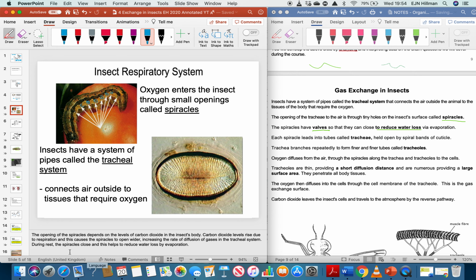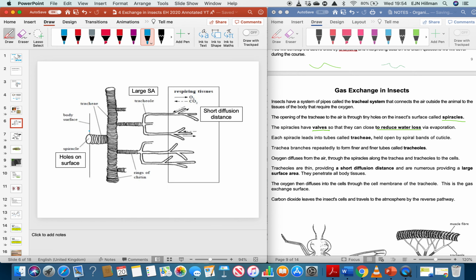And then compare that to at rest. So when the insect is at rest, carbon dioxide concentrations decrease, the spiracles tend to close, and that will reduce the water loss. So they open and close according to the concentration of carbon dioxide. Okay, let's have a look at the tracheal system in a bit more detail then.